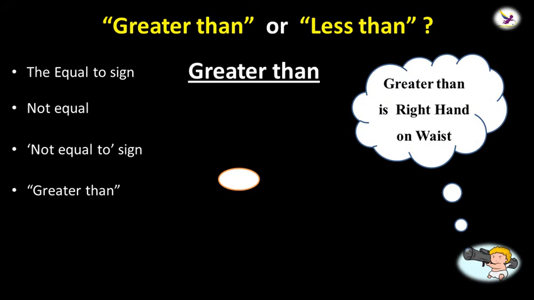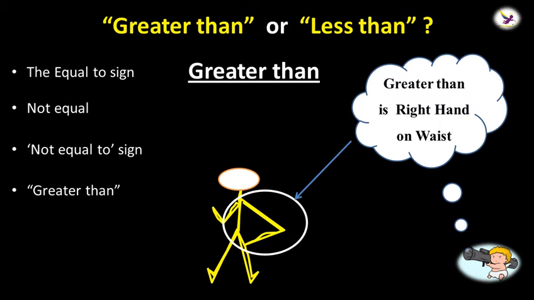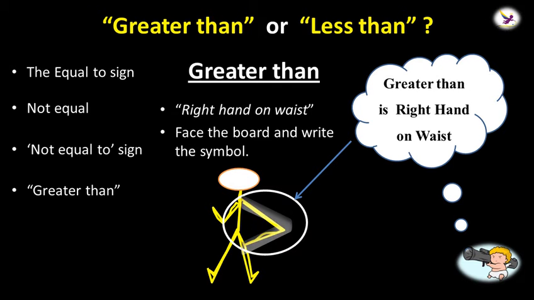The greater than or less than. We'll start with greater than. I'd like to ask you to put your right hand on your waist first of all, facing the board. So your right hand on your waist indicates greater than. That is how the sign is written. Greater than. And it indicates that one quantity is greater than another.